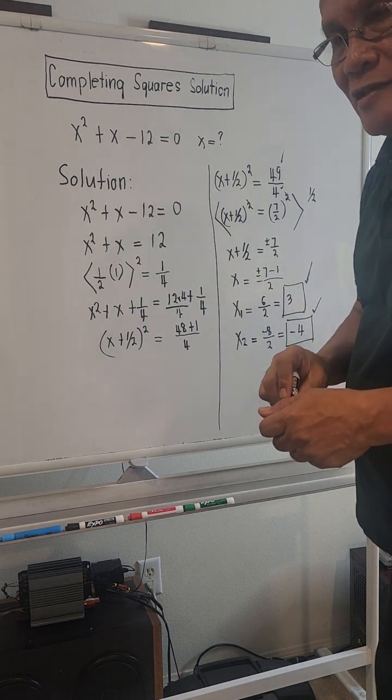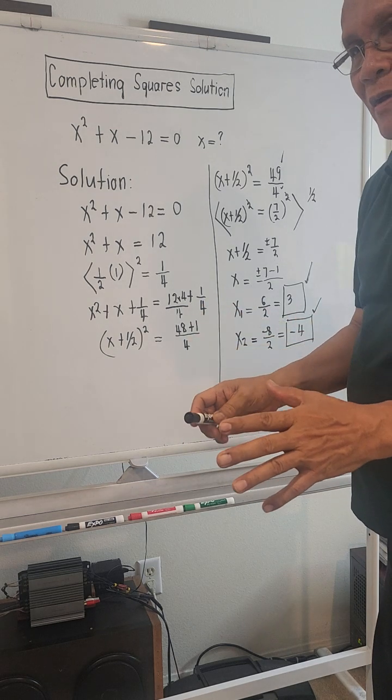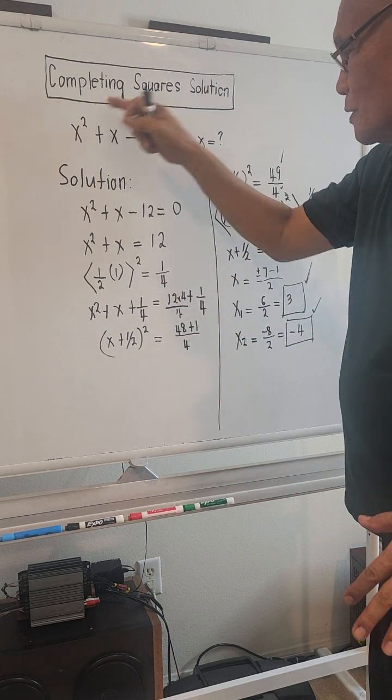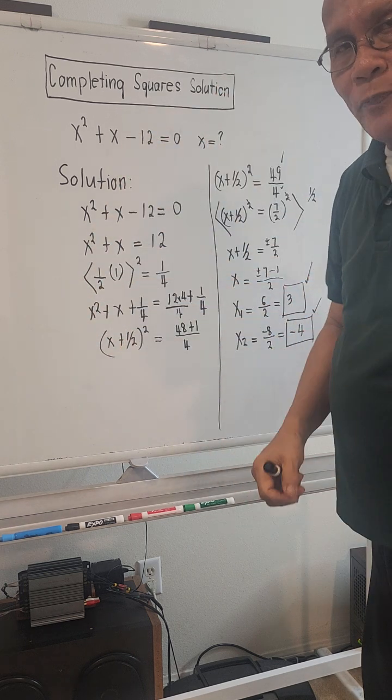That's it, guys. So that's the solution by using the so-called completing squares for a quadratic equation.